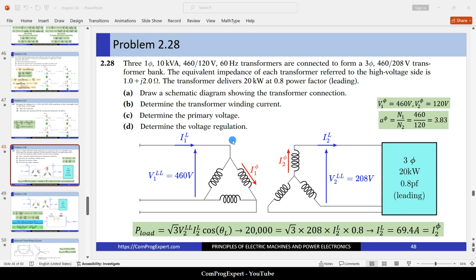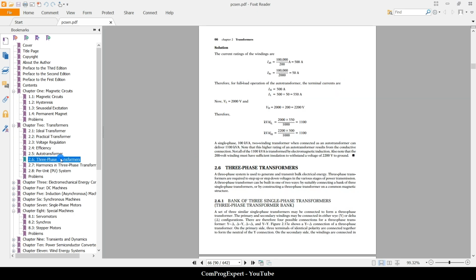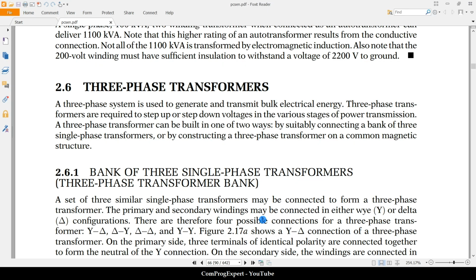So before solving this problem, let's have a quick overview on three-phase transformers, and then we come back and solve this problem. So here in this section 2.6, we have three-phase transformers.